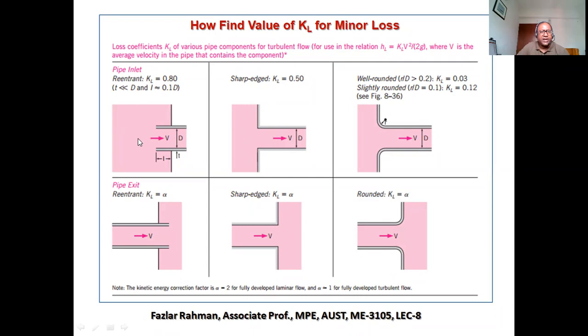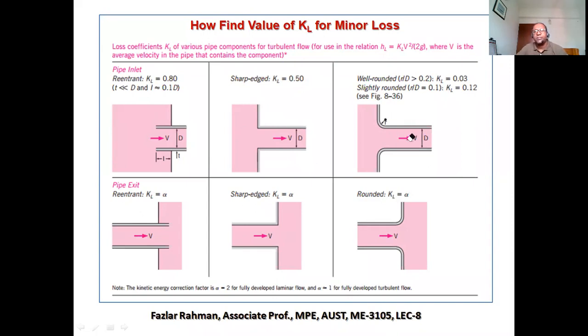You see right over here, this is a tank. With the tank, there is a pipe attached. And you see, this is a difference between this one and this one, because the pipe enters a little bit inside. So in that case, what will be your value of KL? You see over here, KL equals 0.8. But right over here, if you have a sharp edge, KL equals 0.5.